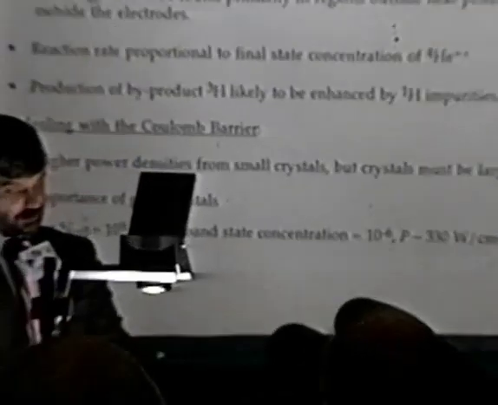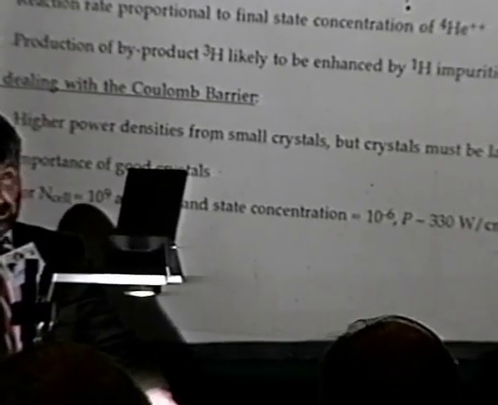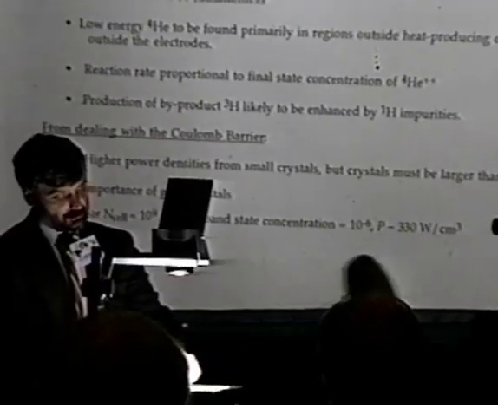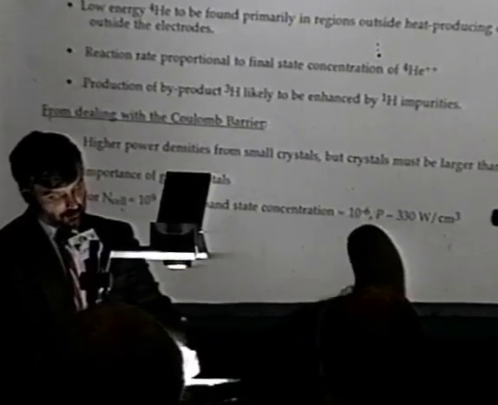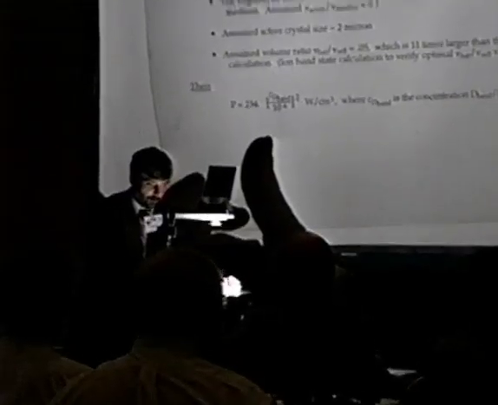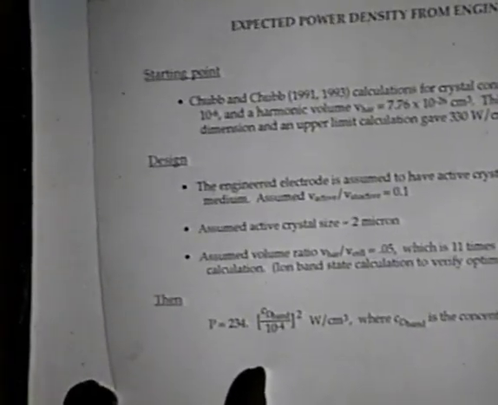Good crystals are necessary. For N-cell, for the number of unit cells equal to 10 to the 9th and D plus concentrations equal to roughly 10 to the minus 6, you get a power amount of that. We've gotten into design specifications. There are a number of important parameters that come out of this. All right. Thank you.